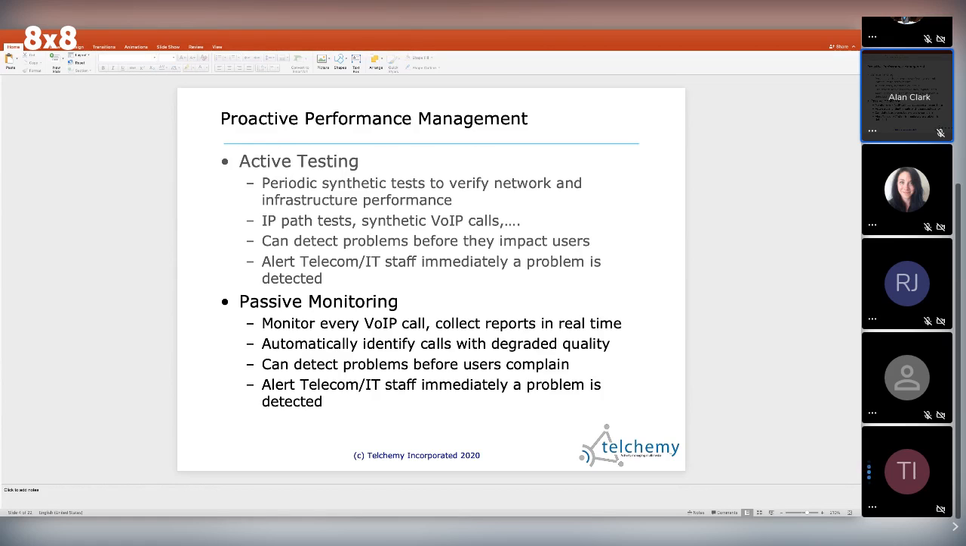So with a combination of both of those, you can detect some network and infrastructure problems before they affect anybody. But if they do affect people, then you know about it instantly as it happens, and you've got some good diagnostic data to start working with to troubleshoot the problem.